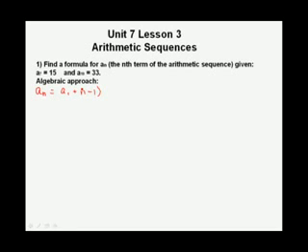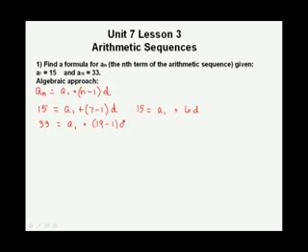Now we know for an arithmetic sequence, a sub n is equal to a sub 1 plus n minus 1 times the common difference d. I can actually write an expression like this for each of these two terms. I can write 15 equals a sub 1 plus, 15 was the 7th term, so n is 7, minus 1 times the common difference. I'll simplify that equation a bit here and say that it's 15 equals a sub 1 plus 6d.